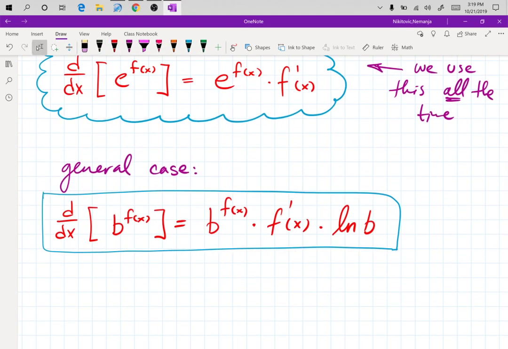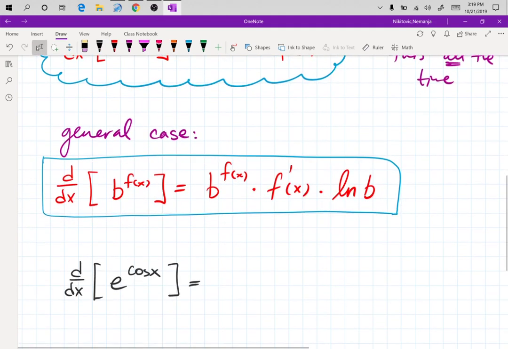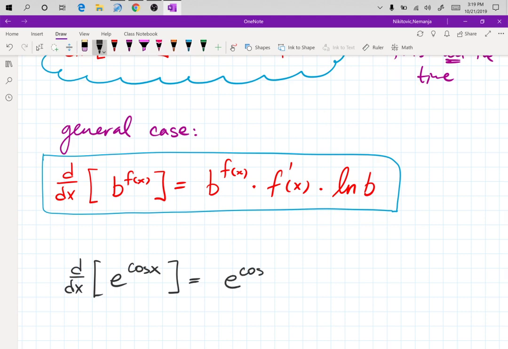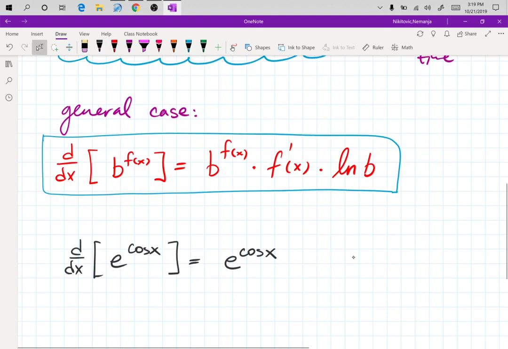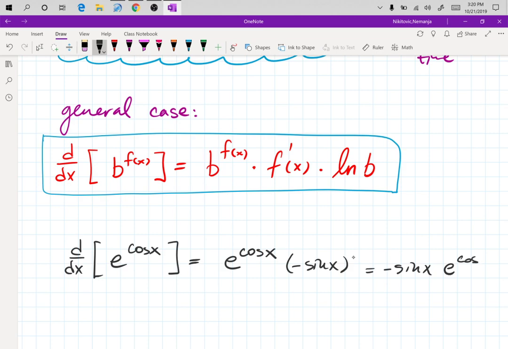So what is the derivative of e to the, let's say, cosine x? Well, if you follow the formula, you're supposed to copy the function as is, right? Because it says the derivative of e to the f of x is e to the f of x. So that's the part where you copy the same thing. And then you take the derivative of the exponent. In this case, that will be negative sine x. And you're done. That's it. So the whole thing is negative sine x times e to the cosine x.